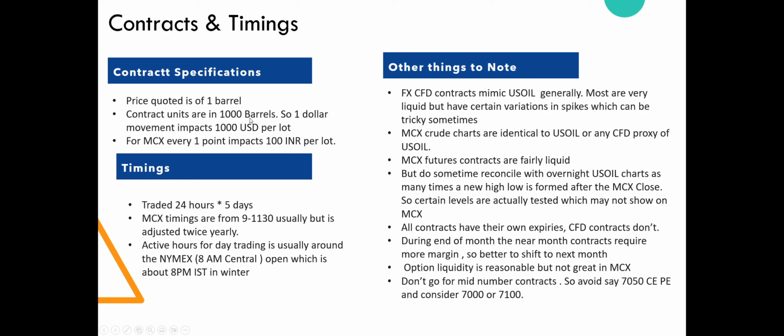For example, Nifty has a lot size of 50, right? 50 quantity, and Bank Nifty 20. Similarly, in crude, it is considered 1,000 barrels. So a $1 movement will have a $1,000 USD impact on your lot on the PNL.